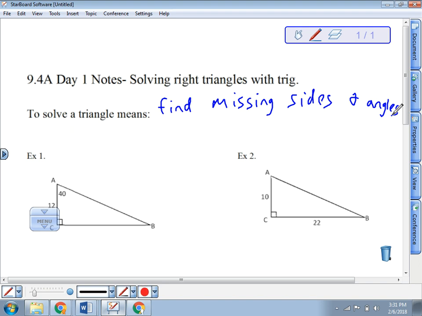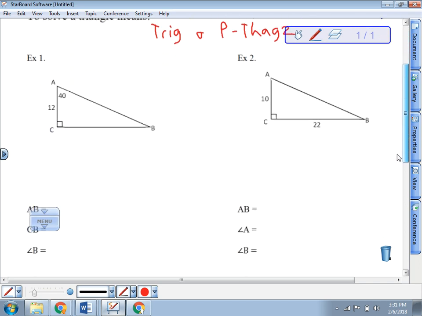The things that we're going to use to do that are a lot of trig and the Pythagorean theorem. I'll just put P-Fags. You guys know that means Pythagorean theorem. So let's take a look at the first example. There's example one.